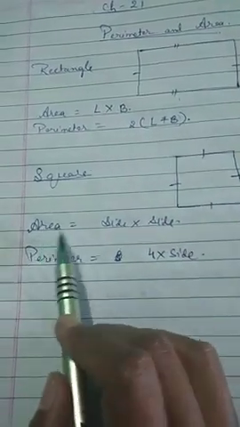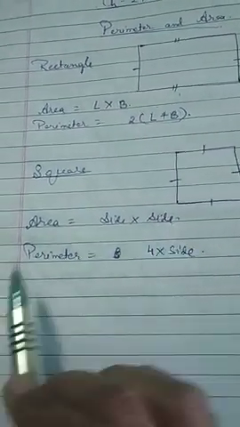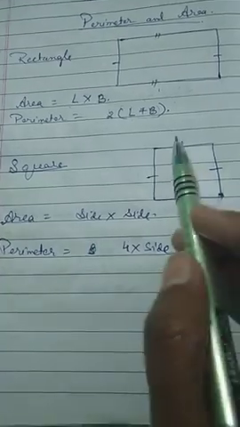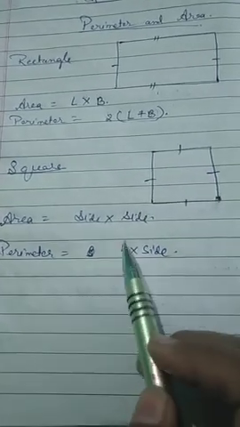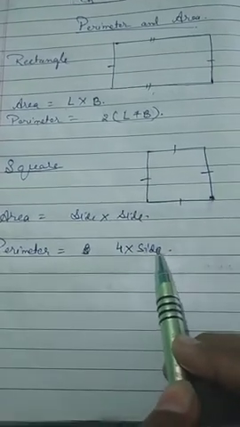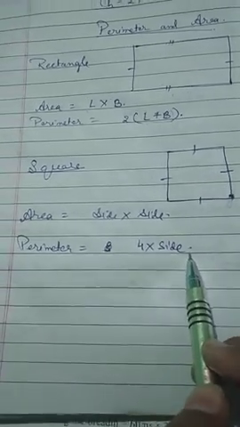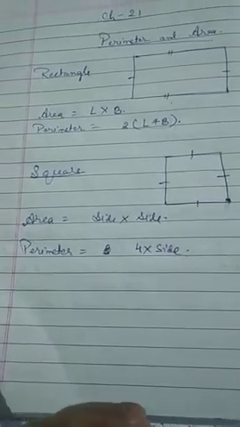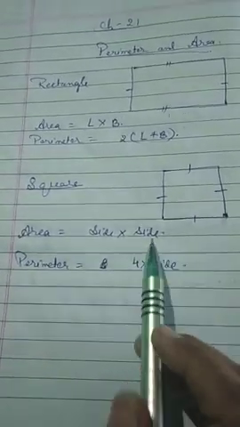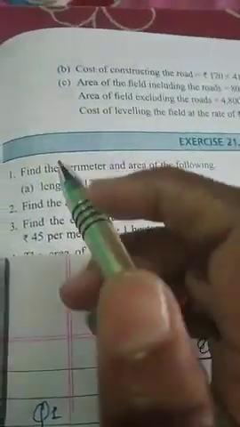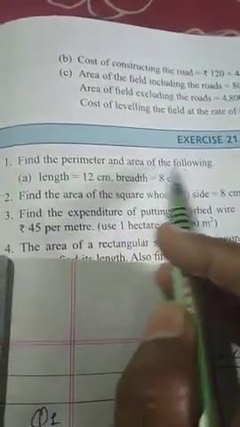And what about a square? The area of a square is side into side. And the perimeter of a square is 4 into side, because all the sides are equal. Got it? Now we will discuss exercise 12.1. Find the perimeter and area of the following.